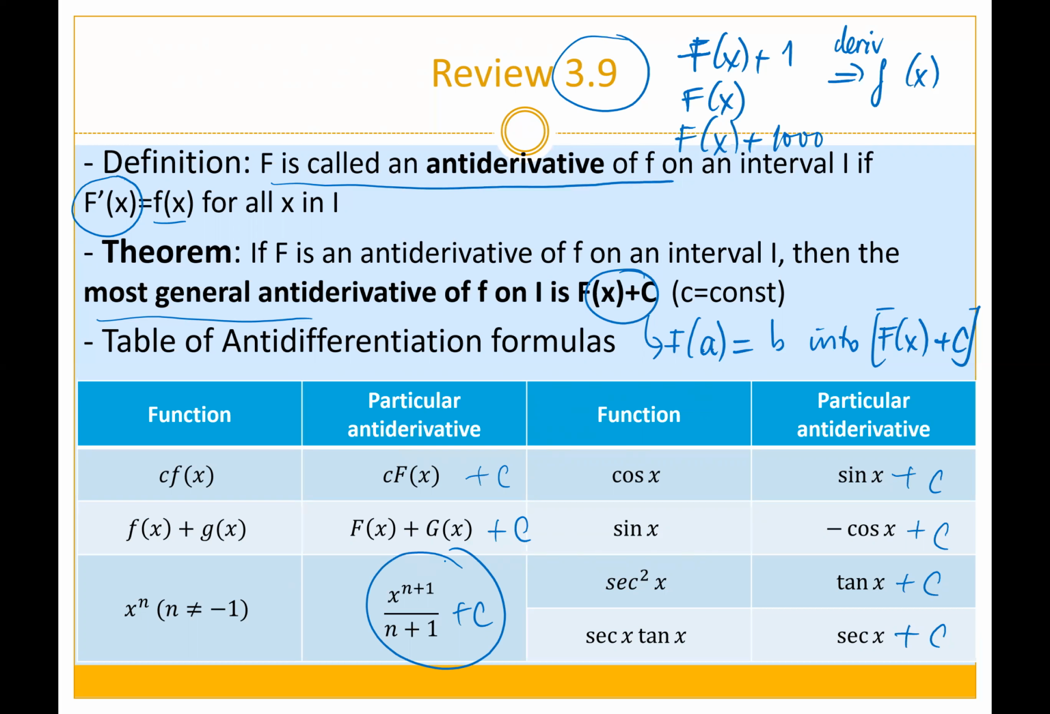We also have antiderivatives for trigonometric functions, say cosine, sine, tangent, and secant. Then of course you also have cotangent and cosecant, but that's not very necessary here, and we're going to touch more on that in 141, so no worries. So that's all I have for 3.9.